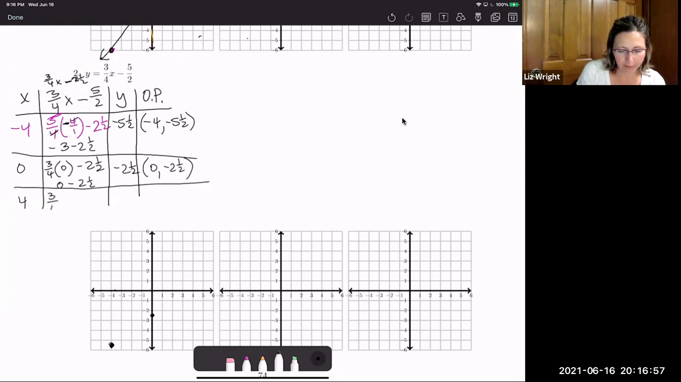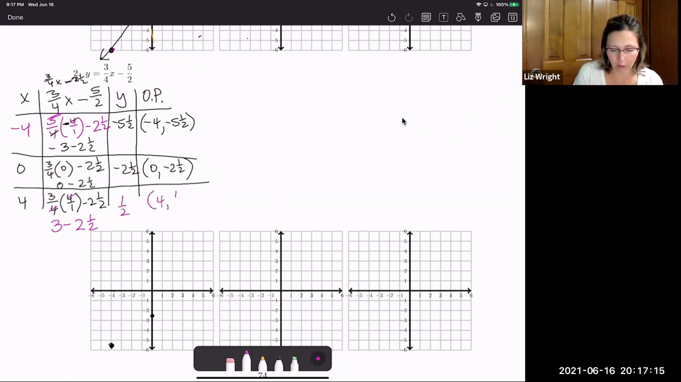So I've got 3/4 times 4/1 minus 2 1/2. The 4's here are going to cancel. And then I've got 3 minus 2 1/2, which is going to give me 0.5. And then I'm going to get 4 1/2. Now I want to make sure, does that look like it's going to create a linear relationship, a line? And it does. And again, look at that, it's terrible. You guys use your straight edge. All right, so we've got that.